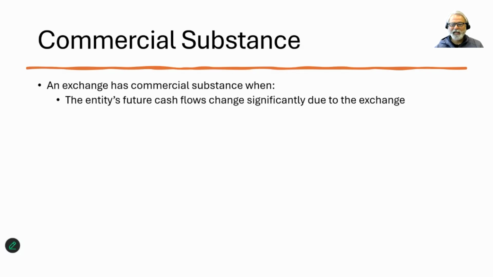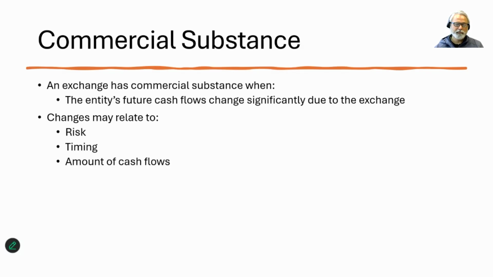Now, we say that happens if the risk, the timing, or the amount of cash flows has become significantly different. So in a sentence, an exchange or a transaction is said to have commercial substance when it results in a significant reconfiguration of the risk, timing, or amount of the entity's cash flows.